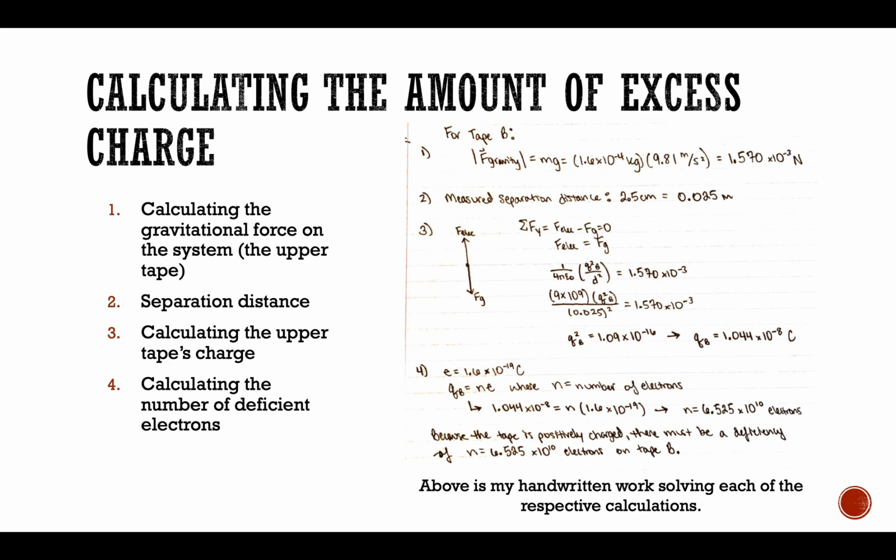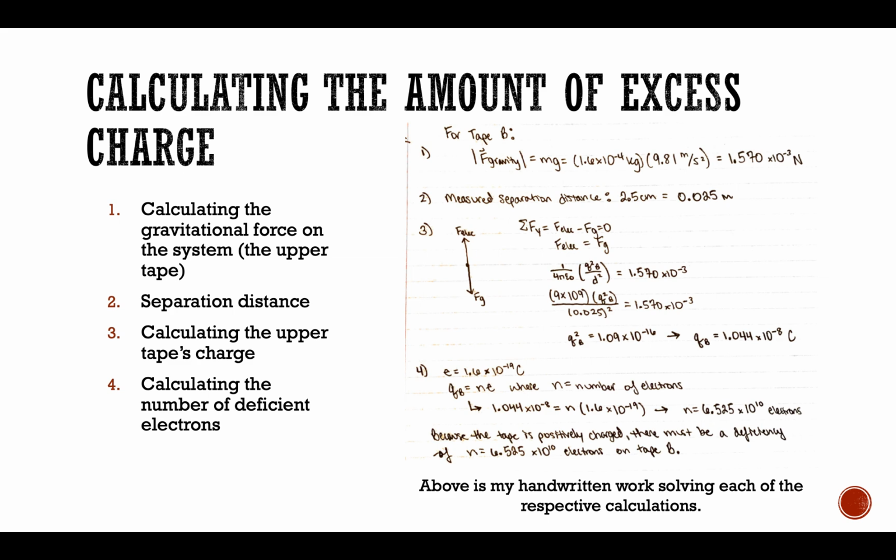Then, the distance between the floating pieces of tape was measured to be 0.025 meters. As evident by my free body diagram, the electrical force and the gravitational force are equal and opposite of each other. The electrical force is calculated by multiplying 1 over 4 pi epsilon naught by the charge squared over the separation distance squared. Through solving this equation, the approximate charge on the upper piece of tape was calculated to be 1.044 times 10 to the negative 8 coulombs.